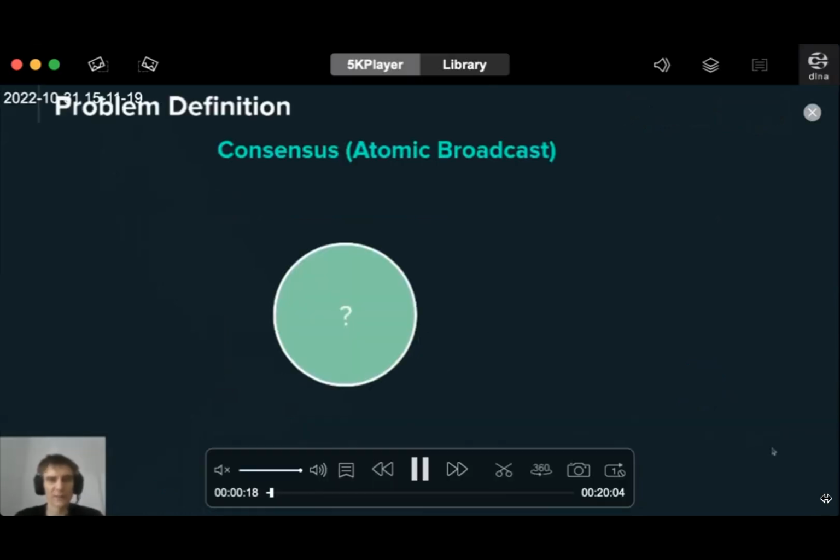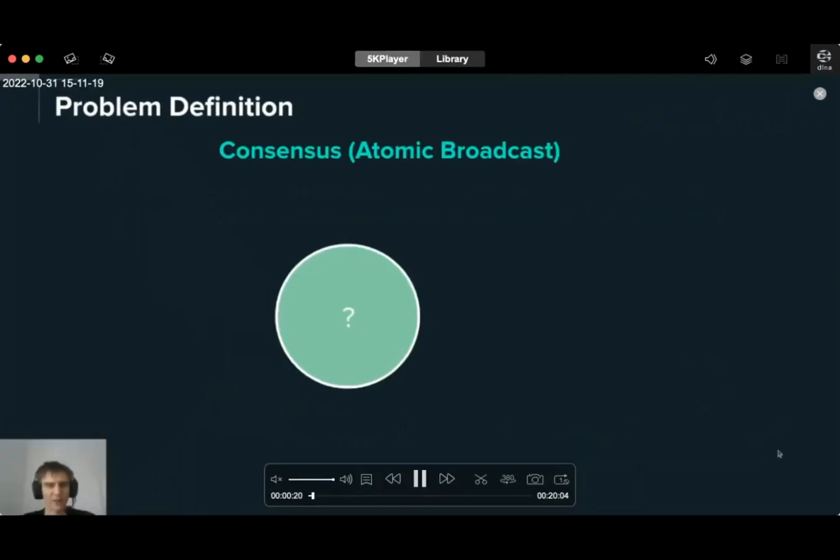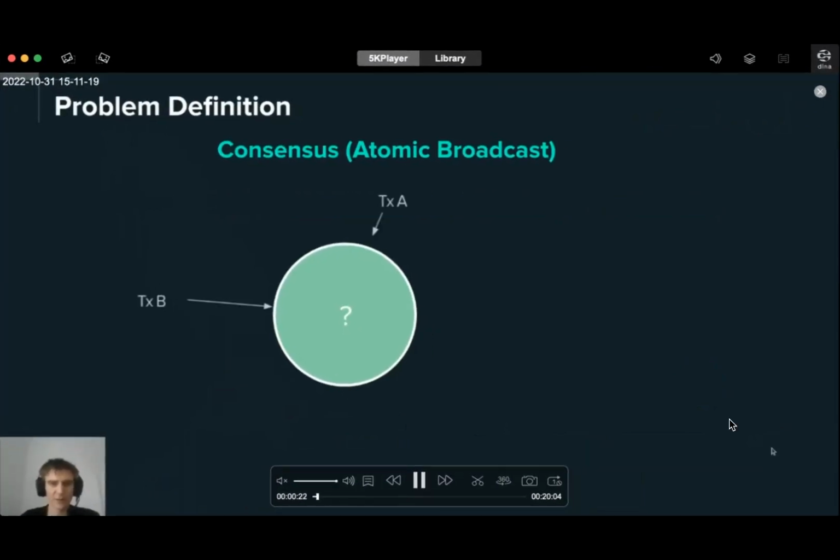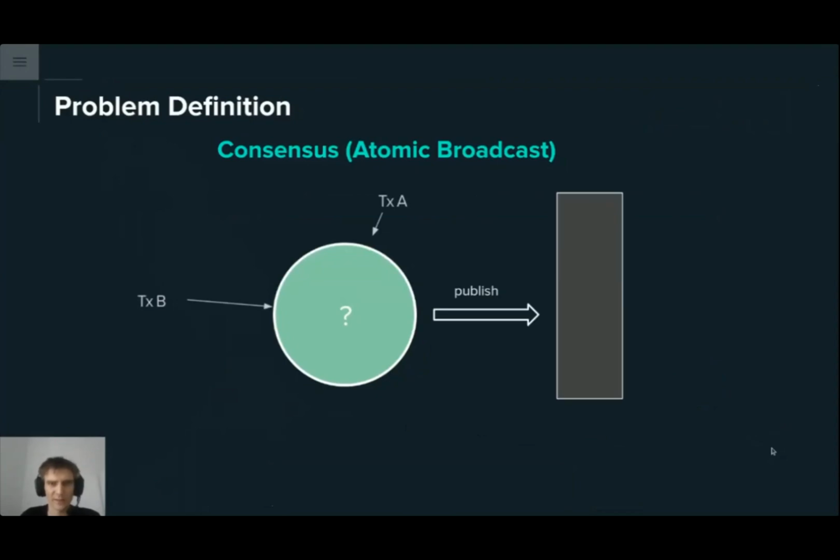So what's consensus? In this talk, I would like to take a blockchain angle. So think of a system which keeps receiving transactions from users, and its goal is to publish a log of transactions that is linearly ordered. So the transactions will appear in this log one by one, and as more transactions are received by the system, they are getting appended to the list.